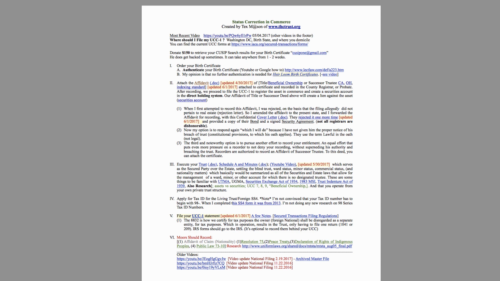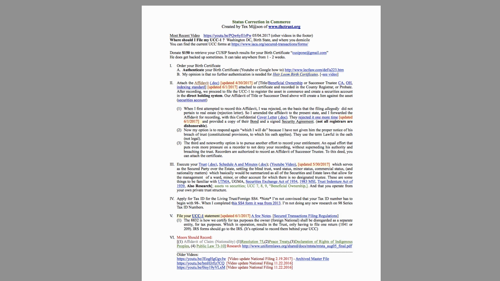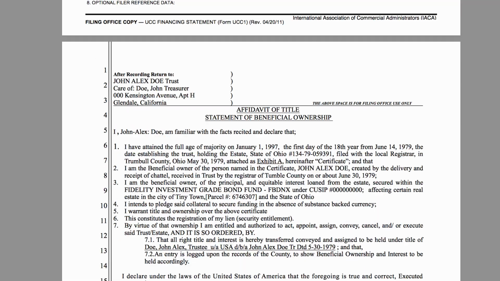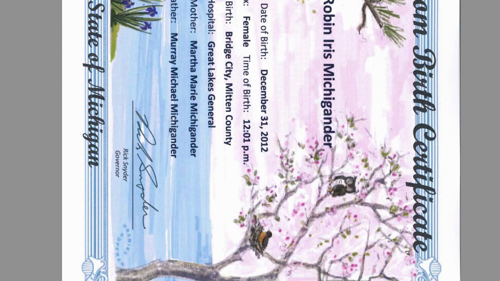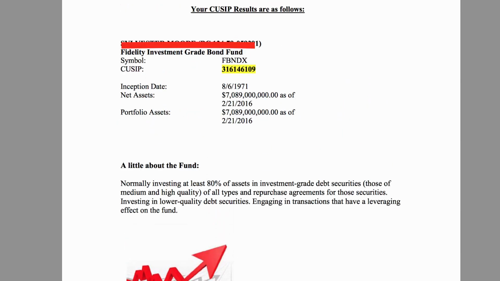So in relation to the birth certificate, when we're researching our Cusip, what we are obtaining when we get that information, to the best of my knowledge, and this isn't legal advice, this is just according to my understanding. And let's take a look at that while I talk about it here. So this is an example of how your Cusip search results look.